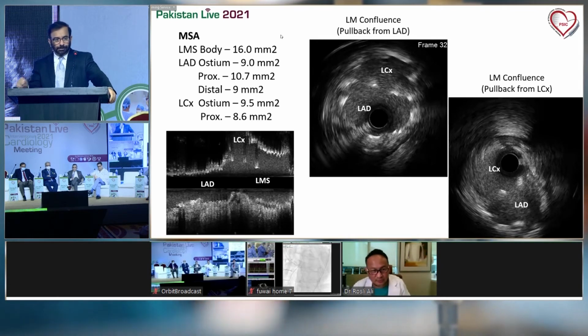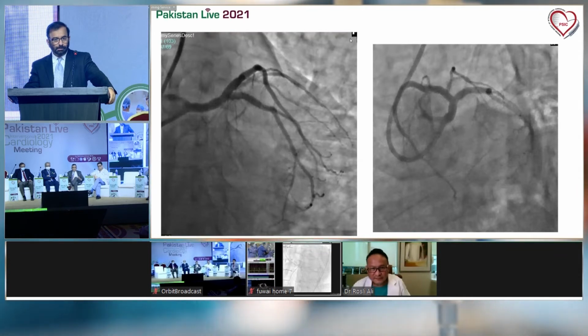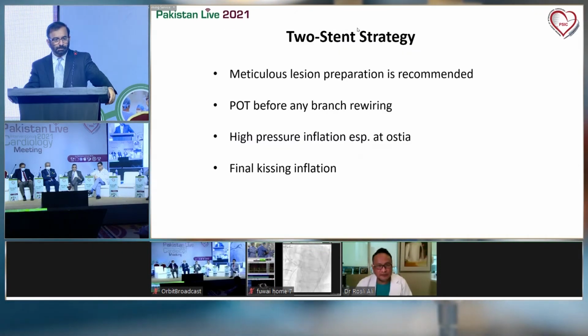So this was done about 2 years ago. The patient is still doing very well, I think, and this is the final angiographic result.